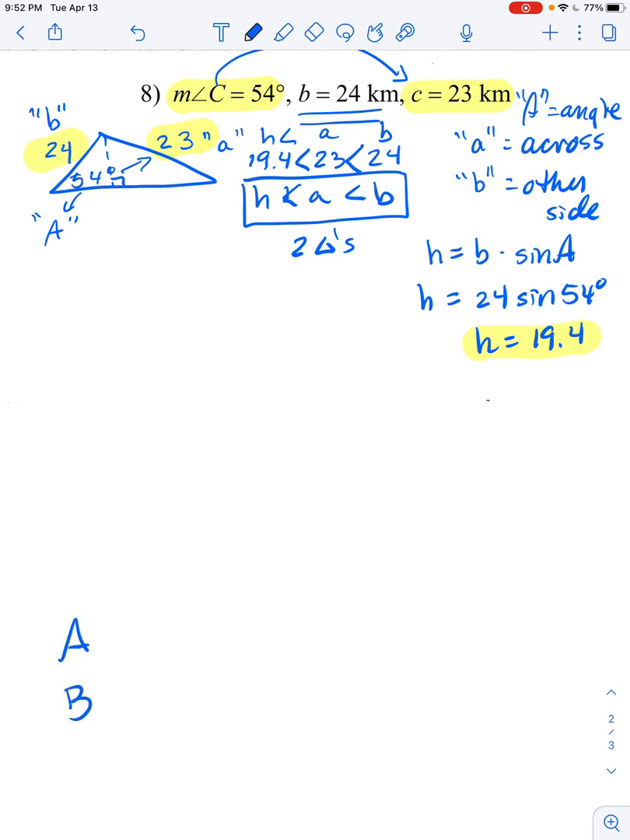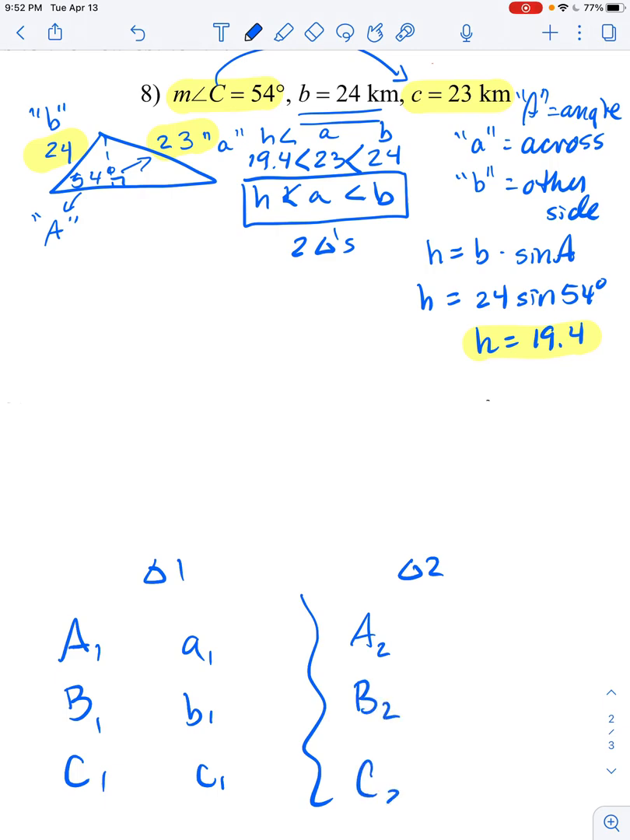So this is going to be a little more work, but in the end, I'm going to have a measure for angle A, B, C, and side A, B, C, all from triangle 1. And I'll have a second triangle option where I have A, B, C angles and sides for that second option. So I'm going to draw another picture and then erase it so you can just kind of watch this.